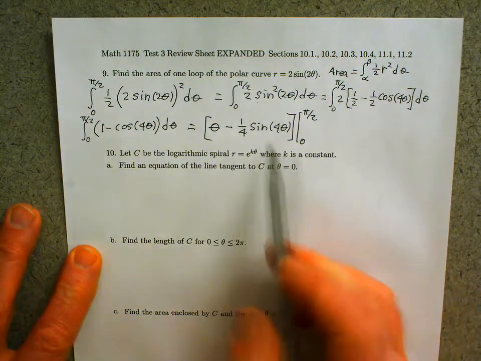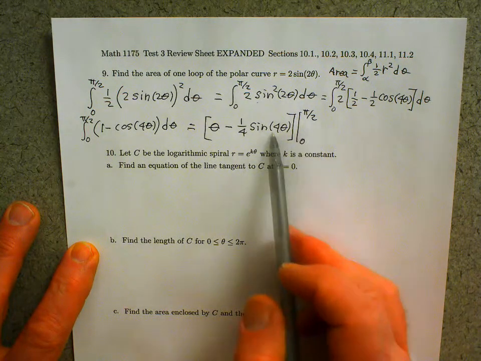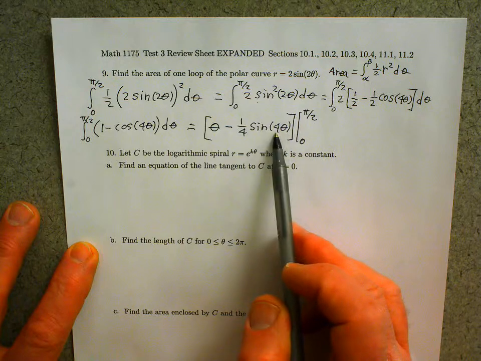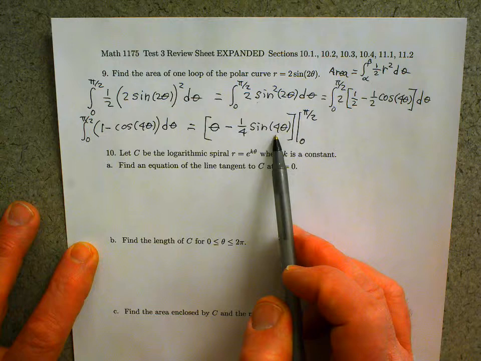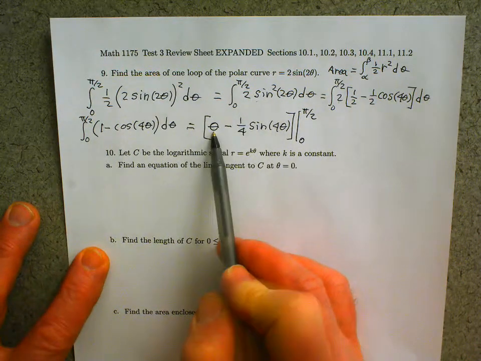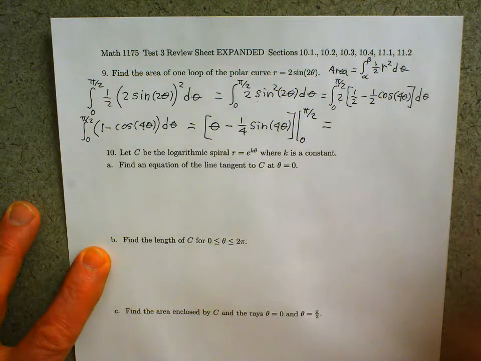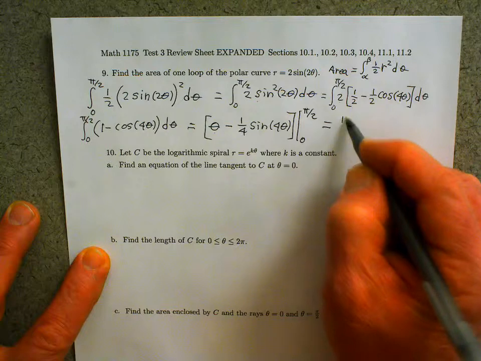So we can tell by looking, sine of 4 times pi over 2 is sine of 2 pi. That's going to be 0. And then when theta is 0, sine of 0 is 0. When theta is 0, this is 0. So there's only one term that's non-zero when we evaluate this, and it will be equal to pi over 2.